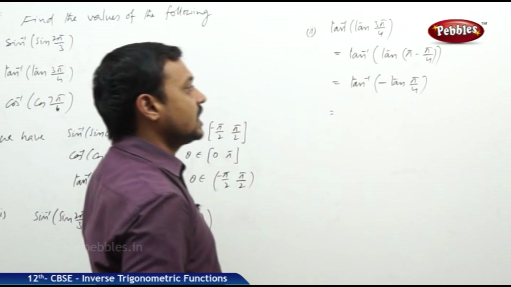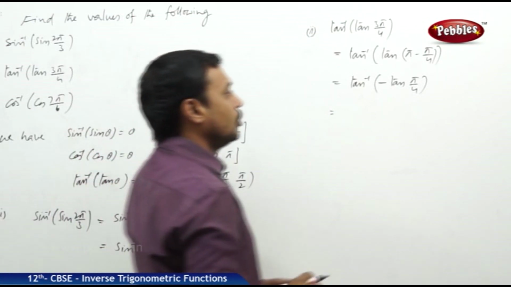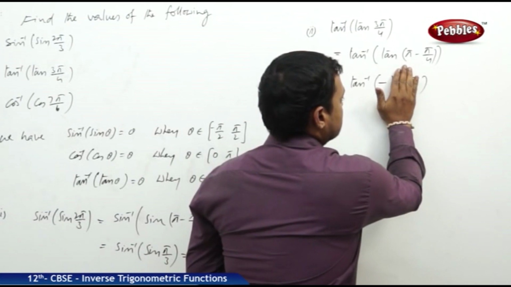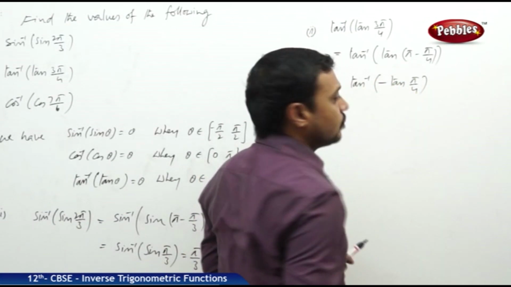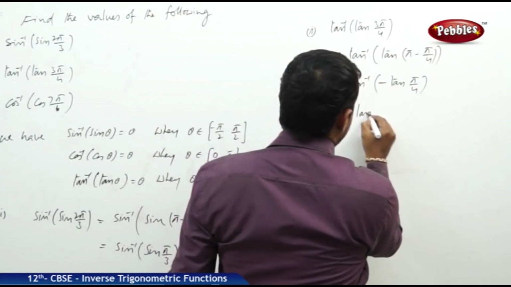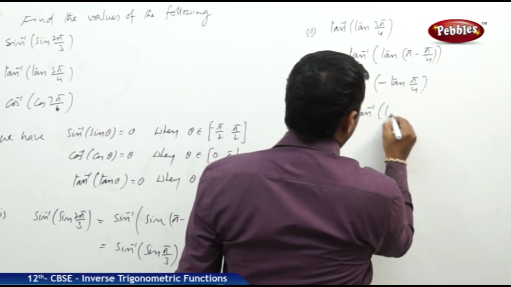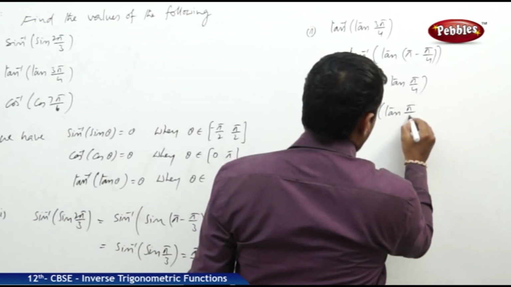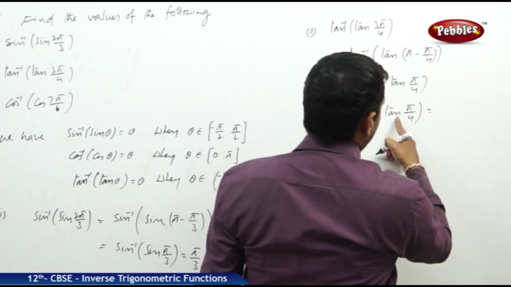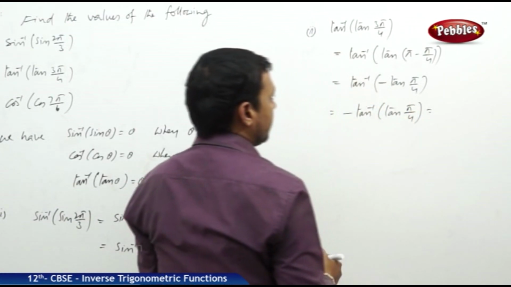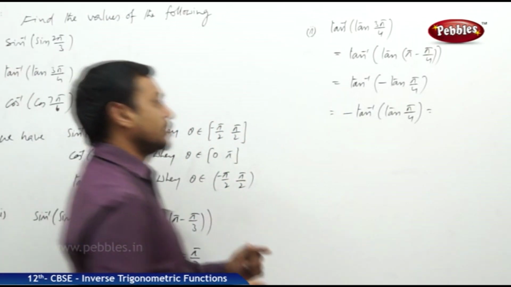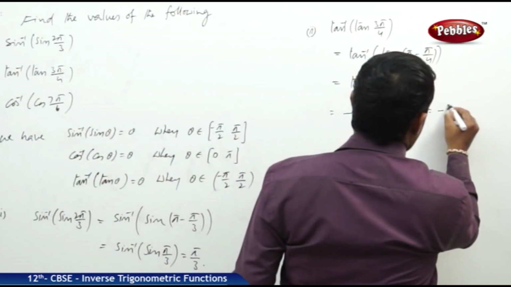Tan of pi minus theta is equal to minus tan pi by 4. Look, it is in the property of tan inverse of minus x. Tan inverse of minus x is equal to minus tan inverse x. So we can write it as minus tan inverse of tan pi by 4. Now, tan inverse of tan theta is equal to theta, since theta, that means pi by 4, is in the interval minus pi by 2 to plus pi by 2. So it is minus pi by 4.